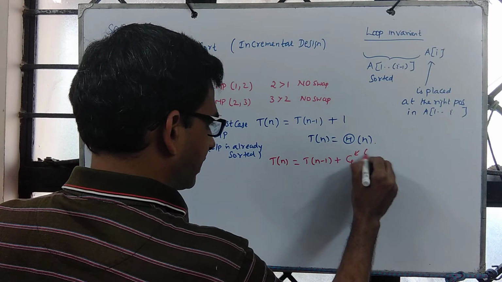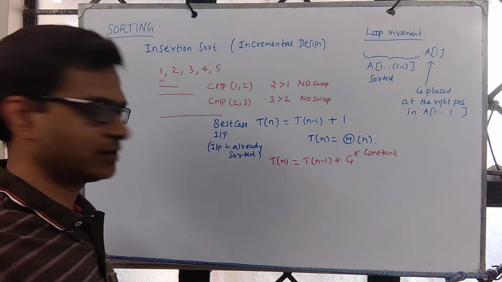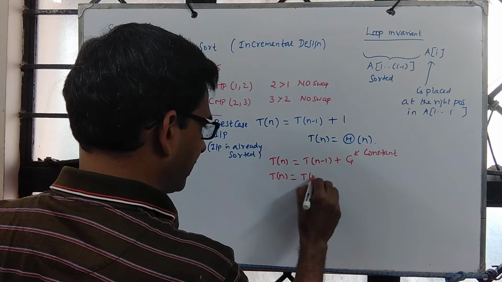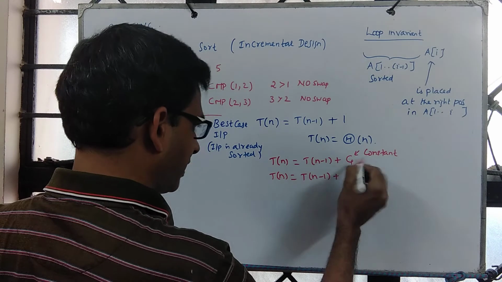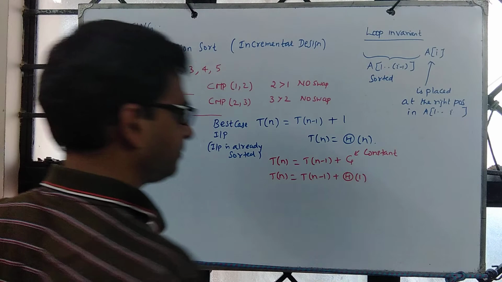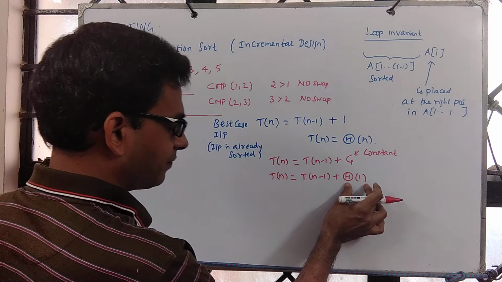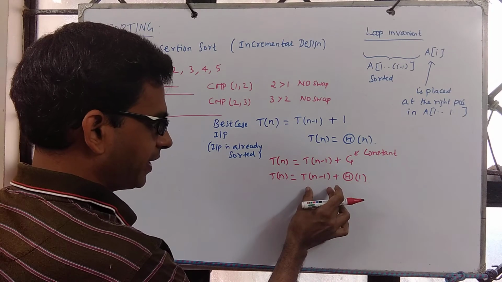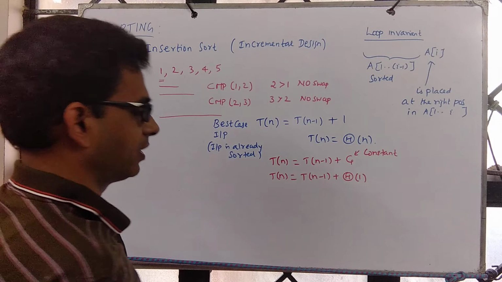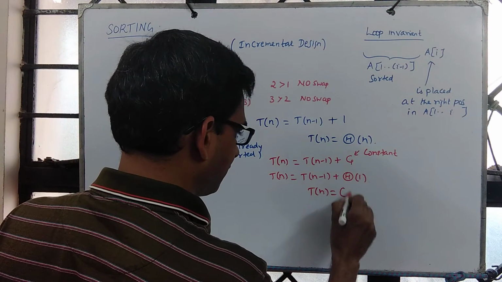So this is some constant. Say instead of one comparison, maybe 2 comparisons, 3 comparisons, some 10 comparisons and so on. How do we write this? T of n is equal to T of n minus 1 plus theta of 1, which means at each iteration we spend a constant number of comparisons before we get to the smaller subproblem. Correct? What is the solution to this? This is again theta of n.